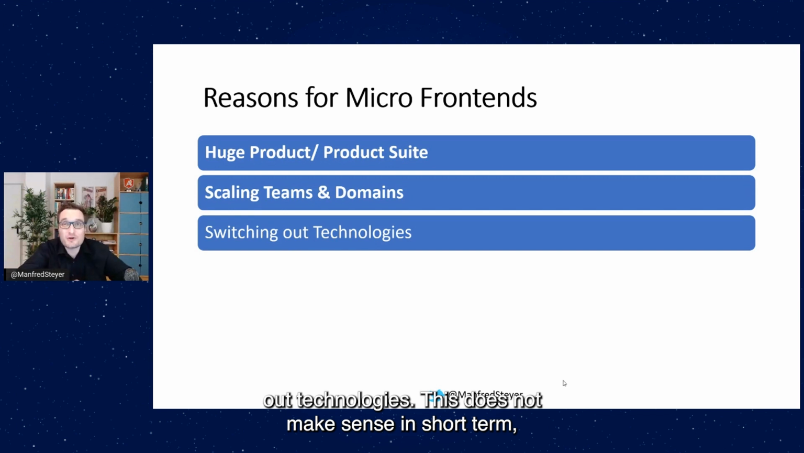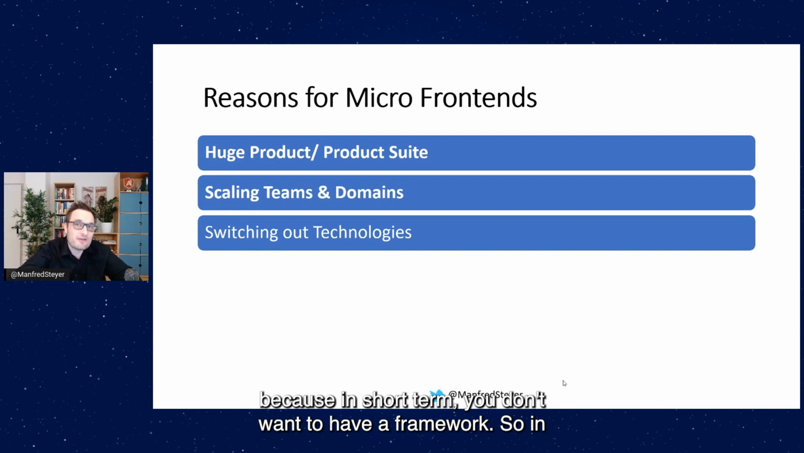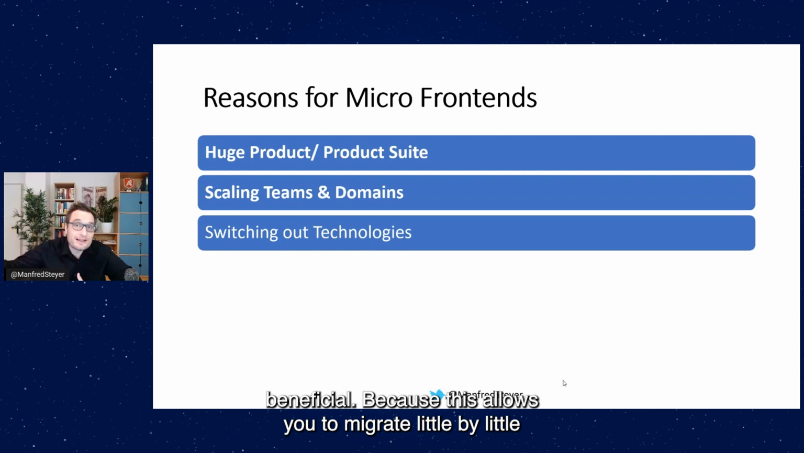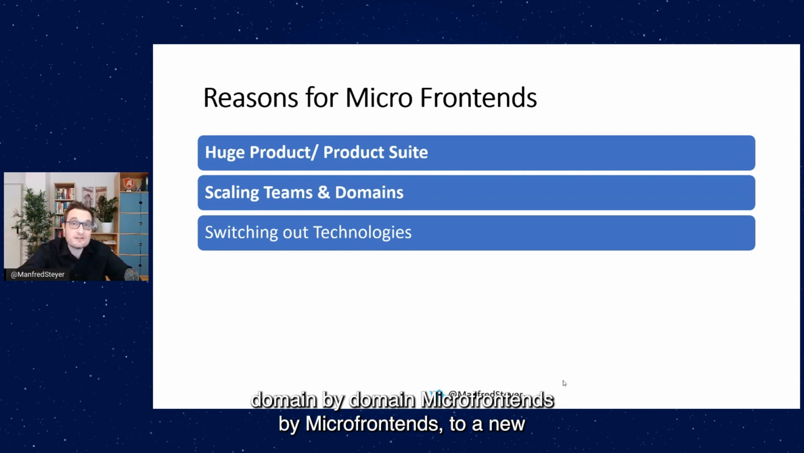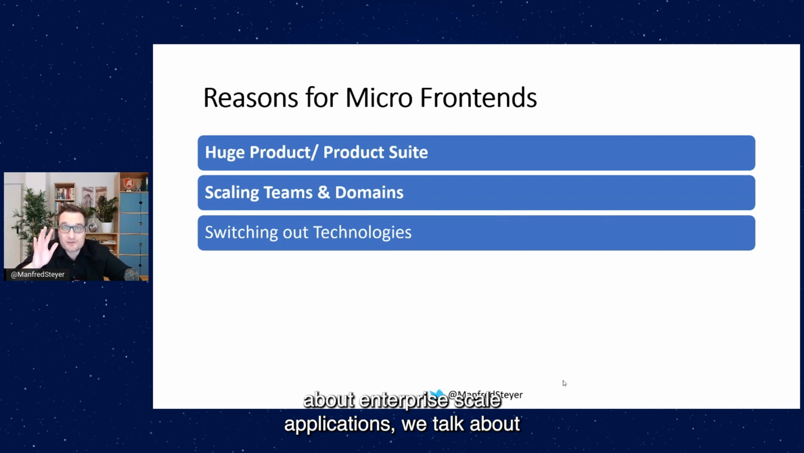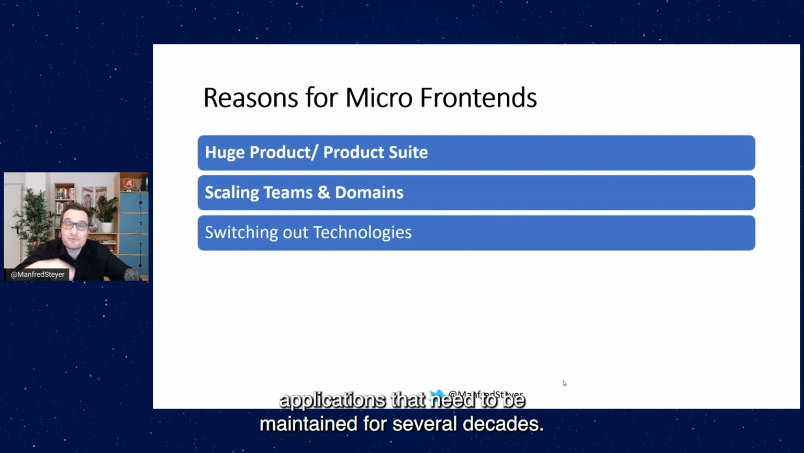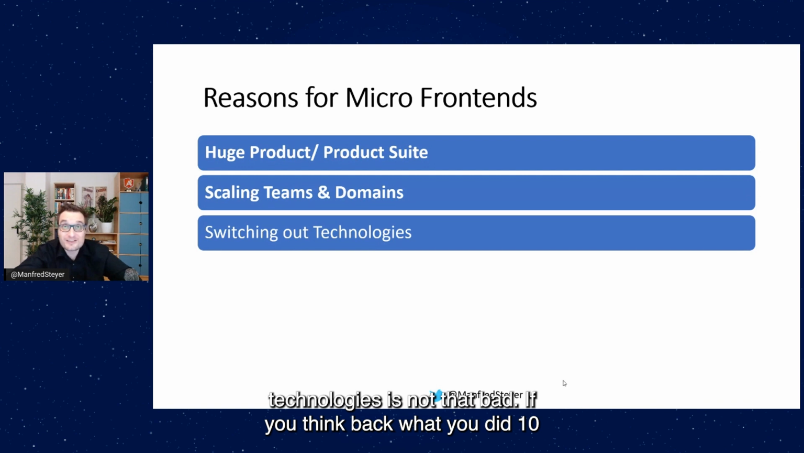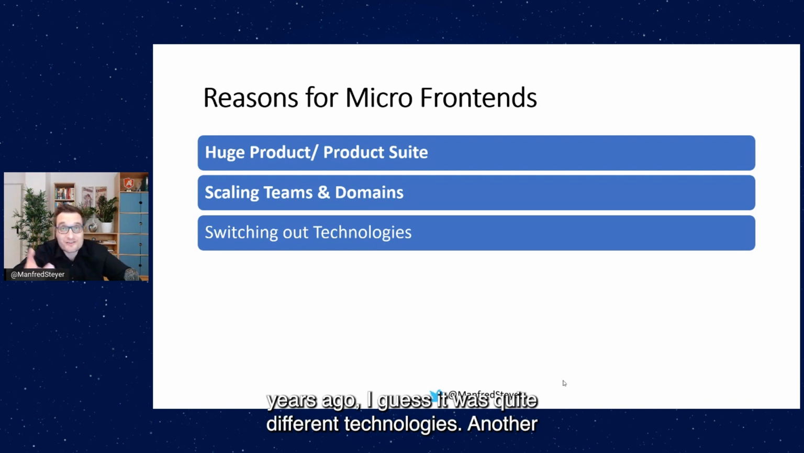Another reason is switching out technologies. This does not make sense in the short term, because in the short term, you don't want to have a framework zoo. In the short term, you want to stick with one framework, perhaps Angular or React or Vue. But in the mid or long term, this can be beneficial, because it allows you to migrate little by little, domain by domain, micro frontend by micro frontend, to a newer technology. And this is really important, because when we talk about enterprise scale applications, we talk about applications that need to be maintained for several decades. And you know, sometimes technologies appear and disappear. That means having the possibility to switch out technologies is not that bad. If you think back to what you did 10 years ago, I guess it was quite a different technology stack.